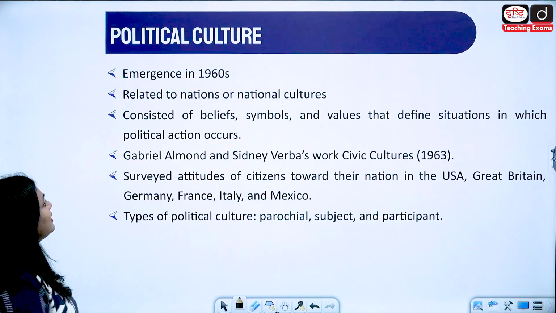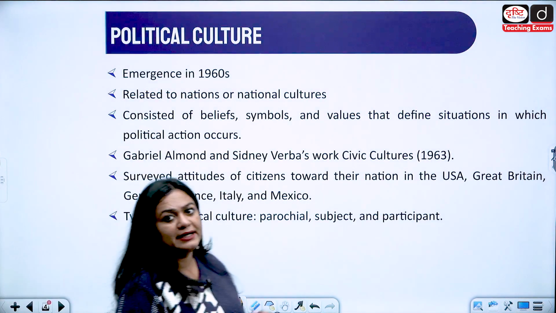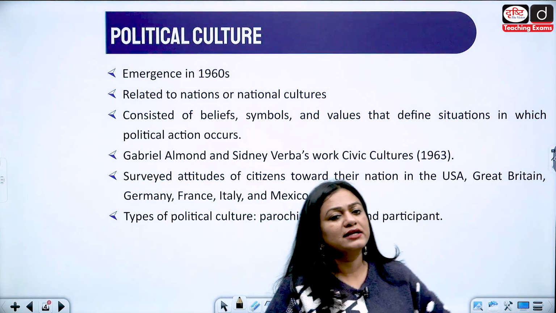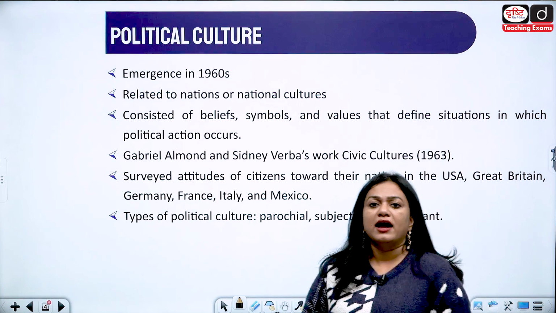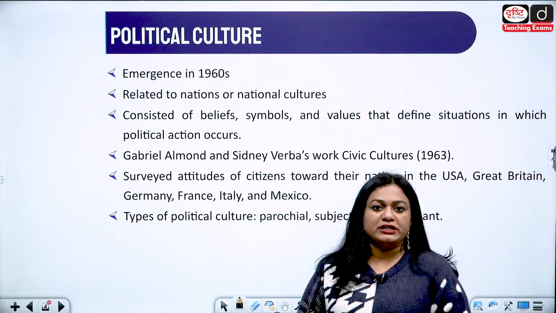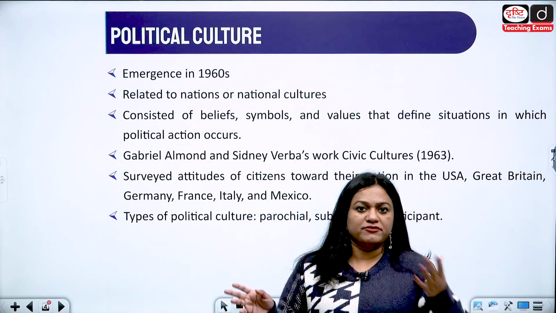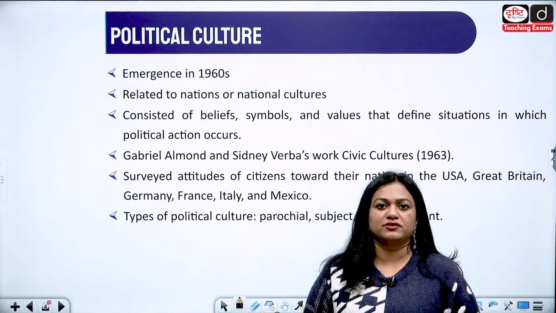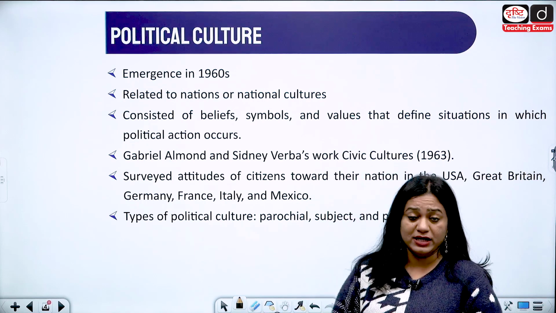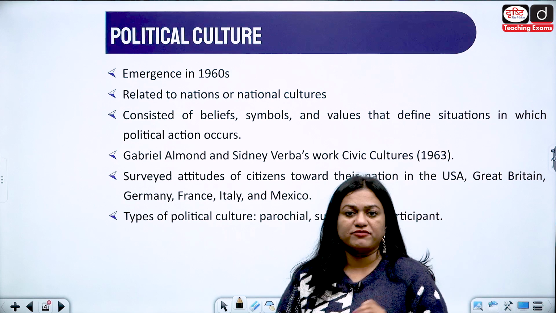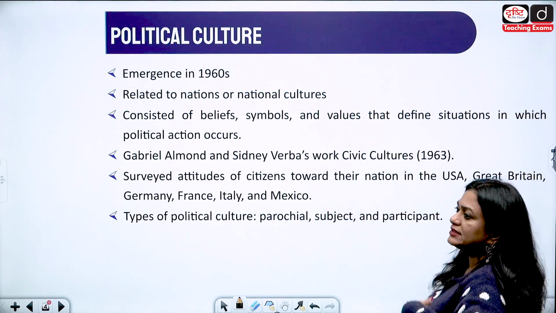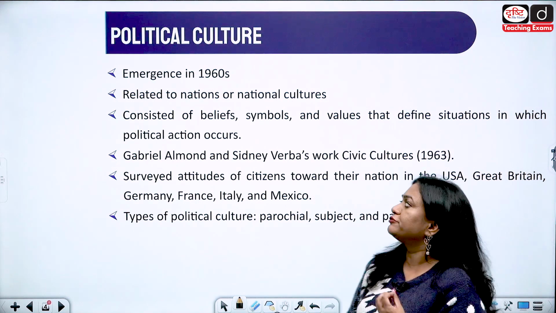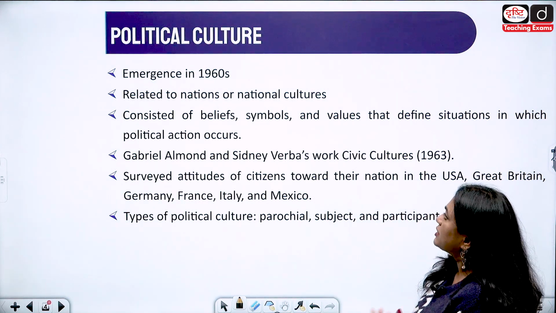So let's understand, it emerged in the 1960s, or we can say that it emerged after the end of the Second World War. And as you know, during the intervening years of the First World War and the Second World War, there was a rise of behavioralism as well, which was observed in the field of political science. So this approach is related to nations or national cultures.